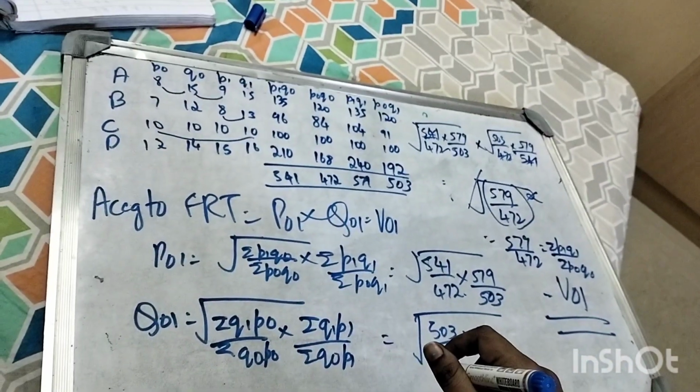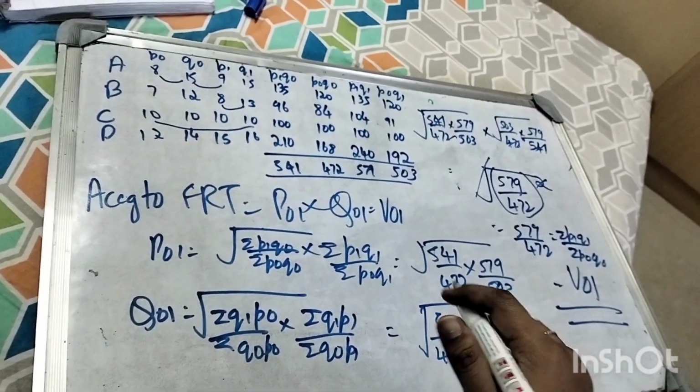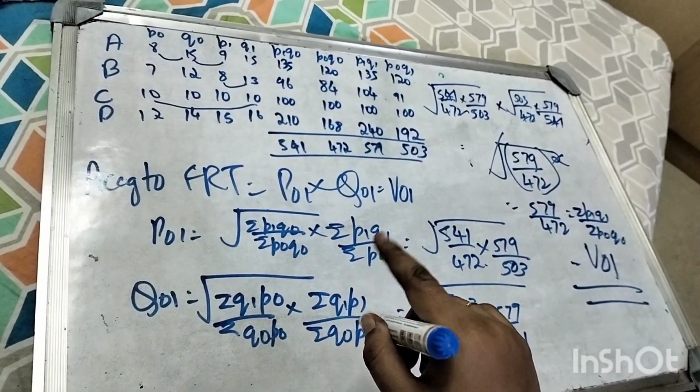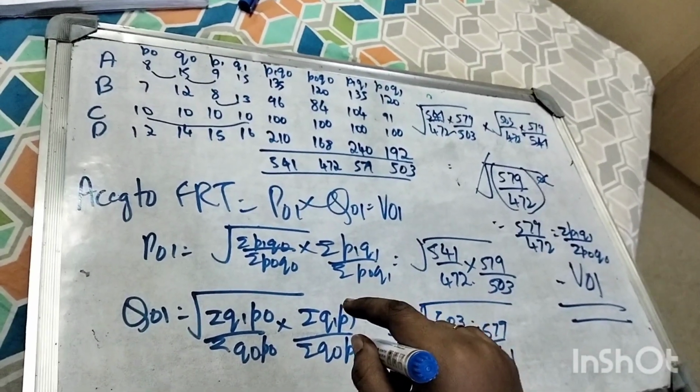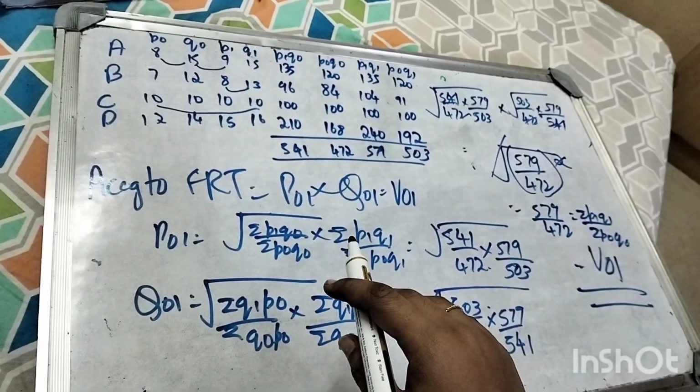So this is the factor reversal test. We're done with this chapter. We just have one more chapter left, that's the first chapter, vital statistics. And with that, we're done with the entire statistics portion.